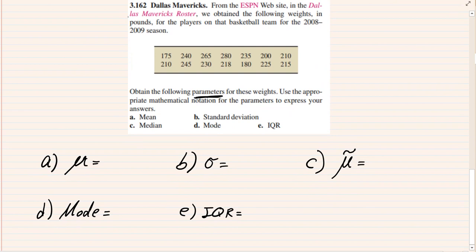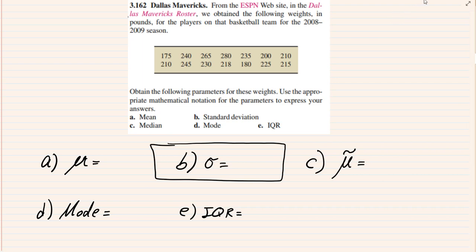So when we go to StatCrunch, we're going to get everything like we did before. The only one that's actually going to be affected, because there's an actual change in the formula, is sigma. So let's take a look at StatCrunch and see how this is done.